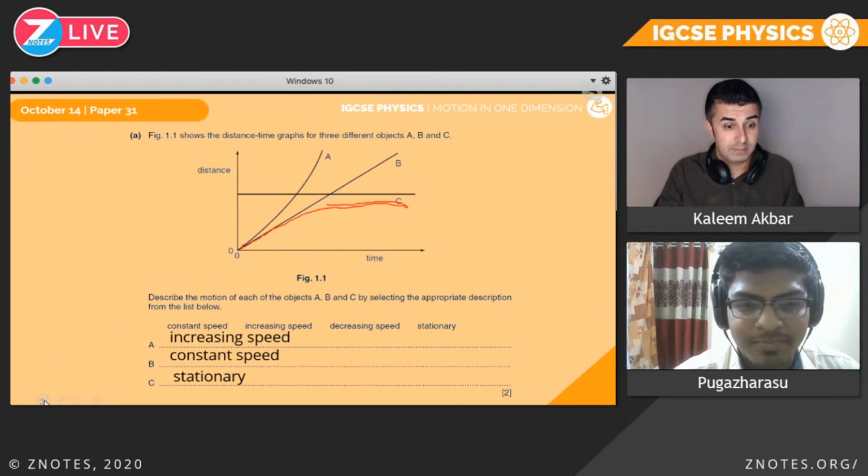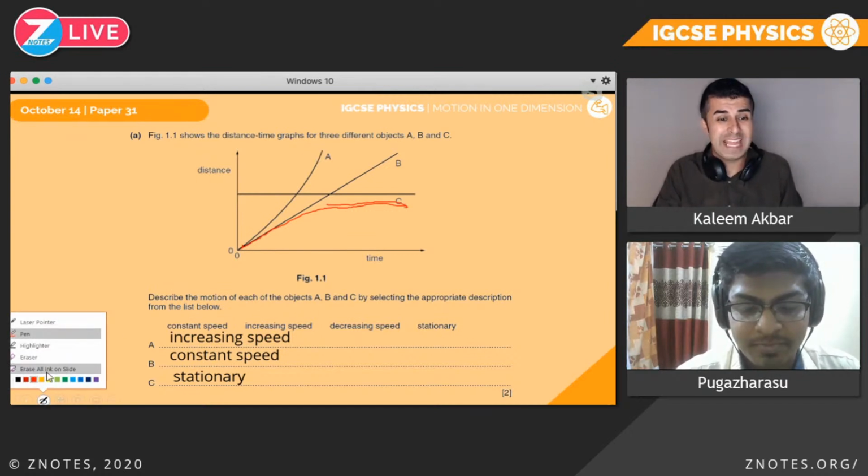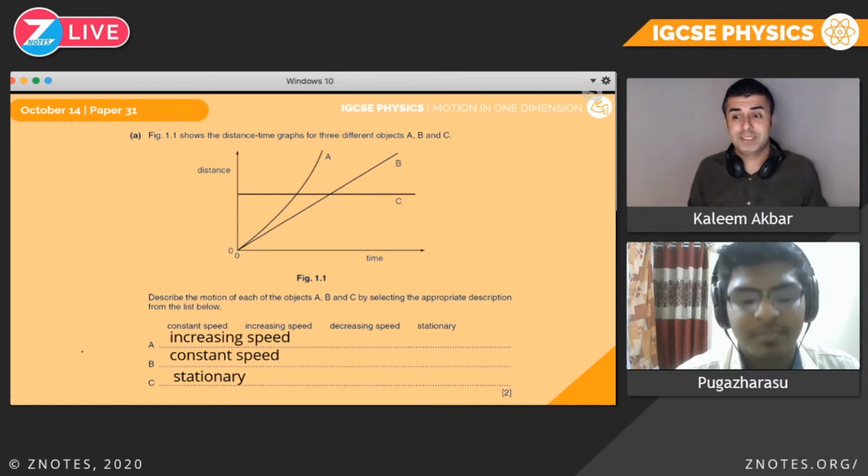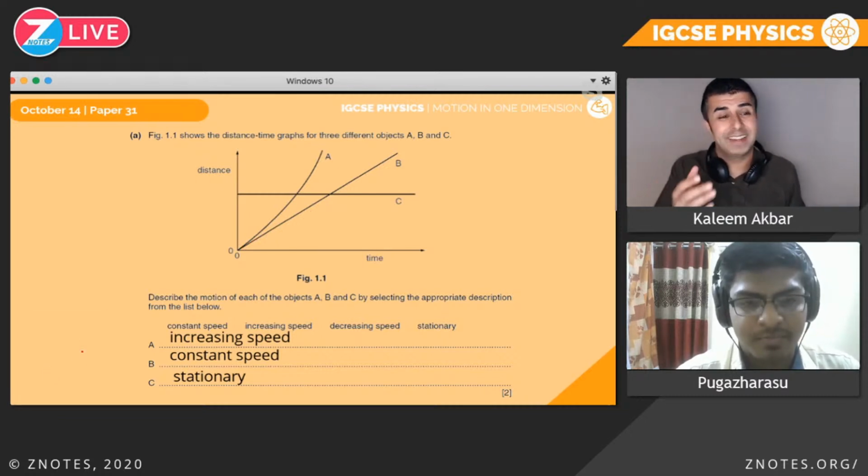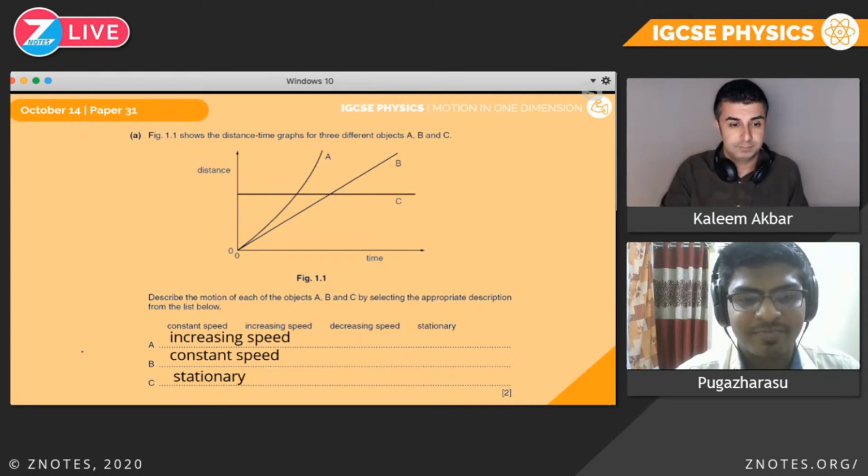So, guys, that is the 4 areas that they could test you on. I hope you can see that wasn't too difficult. And this is supposed to be the hardest paper. This is an extended paper.